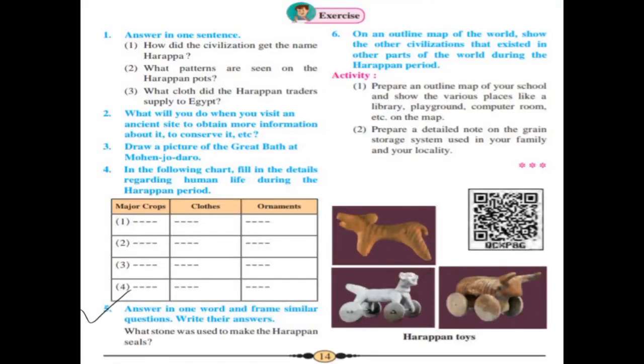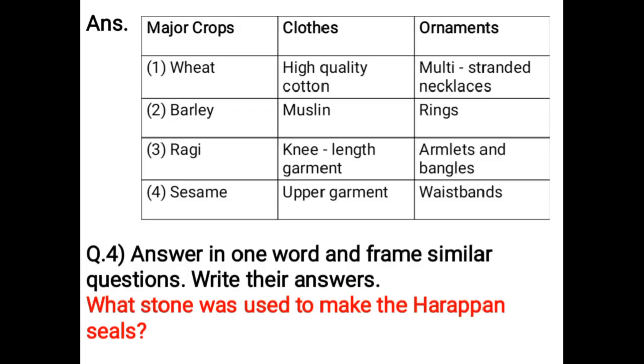Answer in one word and frame similar questions. Write the answers. What stone was used to make the Harappan seals? Steatite.